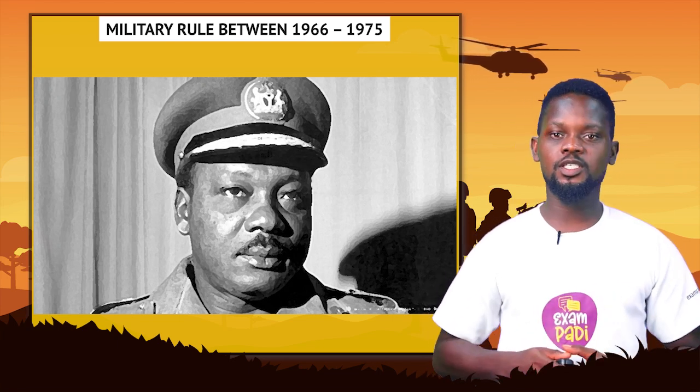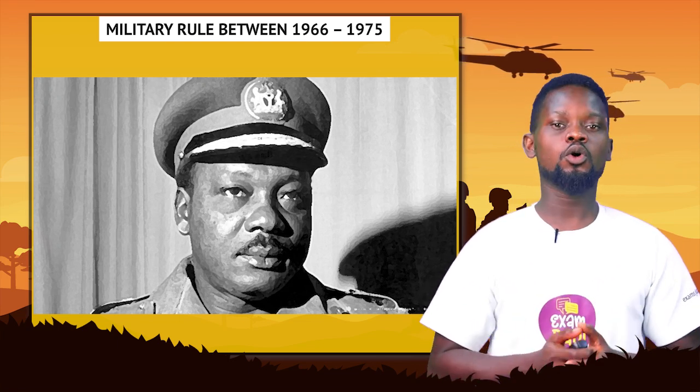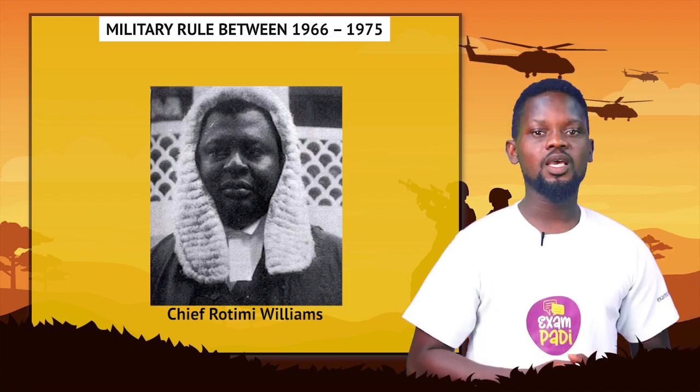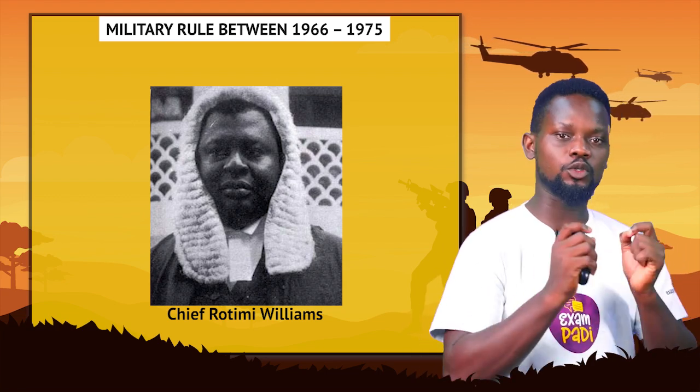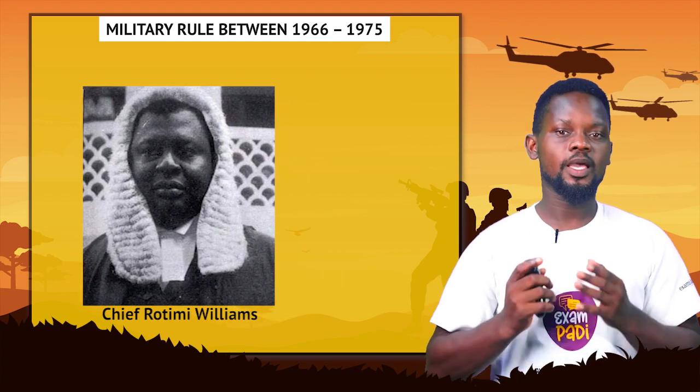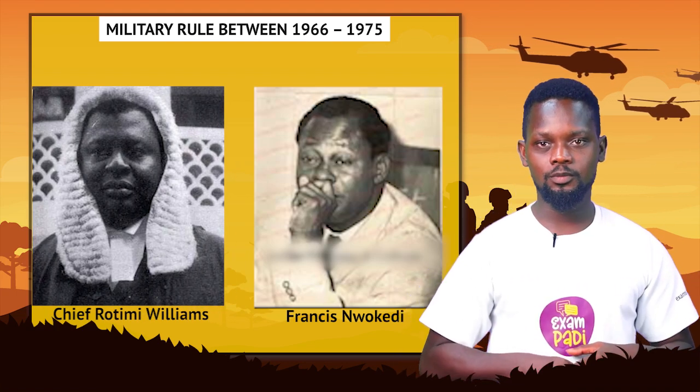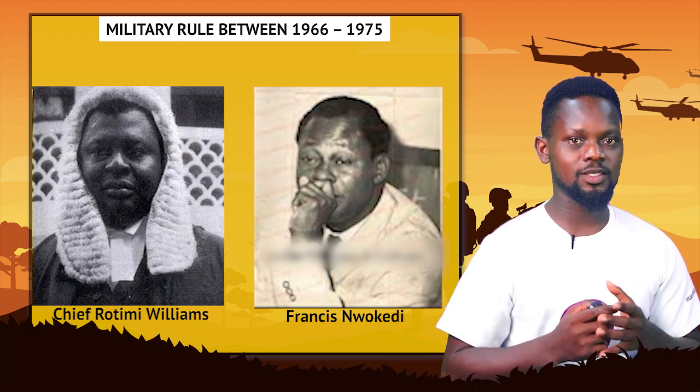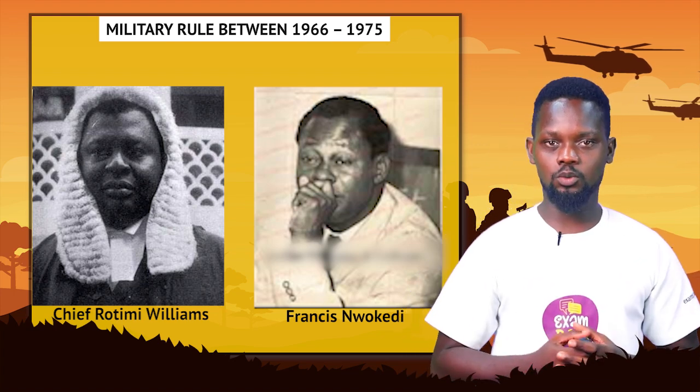General Ironsi appointed a Constitution Review Commission under Chief Rotimi Williams and the Commission for the Review of the Unification of the Federal and Regional Civil Services, headed by Francis Nwokedi. In July 1966, there was a counter-coup.